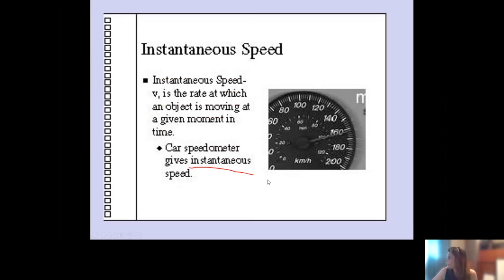Not too shabby. Instantaneous speed is like for just one little second of time. So if you're getting a ticket, you're not getting a ticket for your average speed. The officer doesn't care what your average speed is for a whole trip. They're interested in your instantaneous speed, and that's why you've got to watch your speedometer.